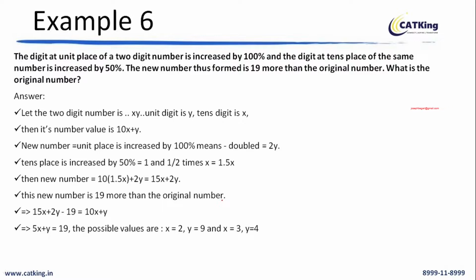Now when you solve this question, 10x goes on the left hand side, 2y also goes on the left hand side, and minus 19 goes on the right hand side. So 15x minus 10x is 5x, 2y minus y is y, so 5x plus y, minus 19 becomes plus 19, so 5x plus y is equal to 90.